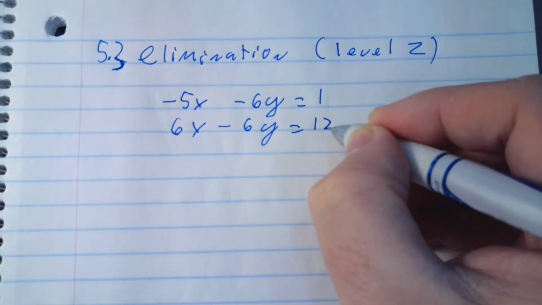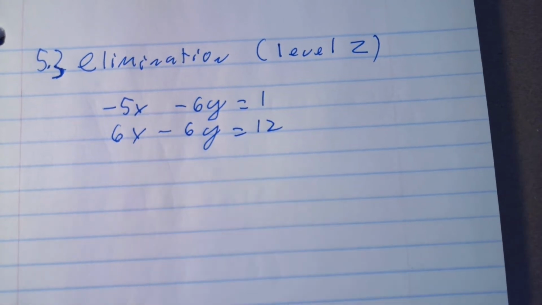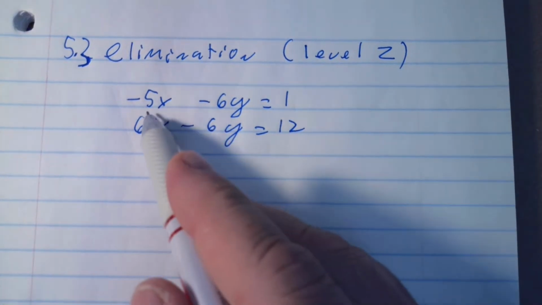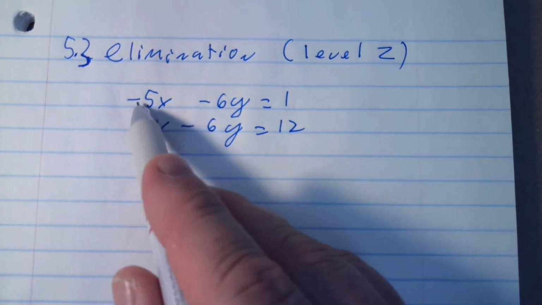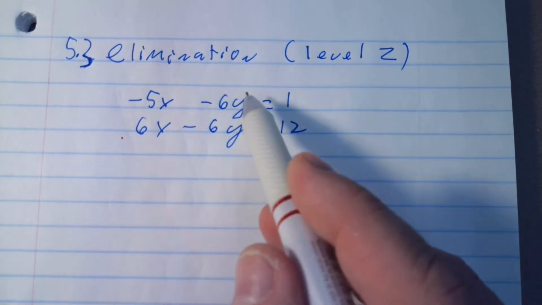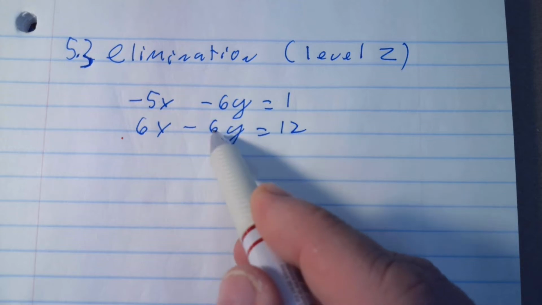All right, here we go. First step is line it up. They're lined up. Second step is find or create an opposite. Well, that's definitely not an opposite. One's negative, one's positive. That's a good thing, but the 5 and 6 are not opposites. This is not an opposite because they're both negative, but they're both 6s.